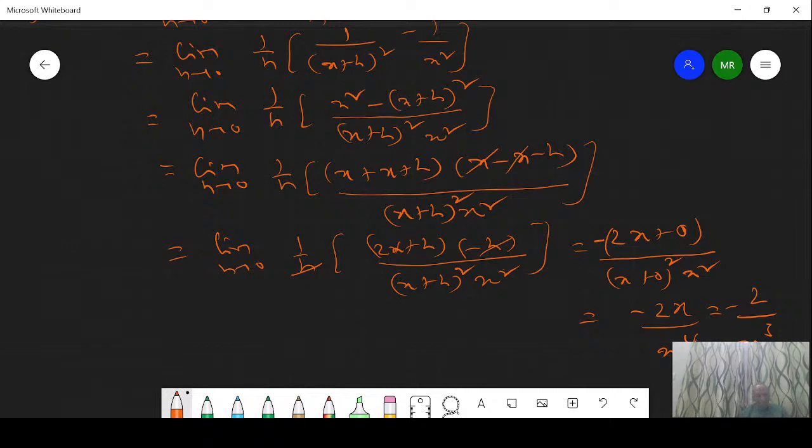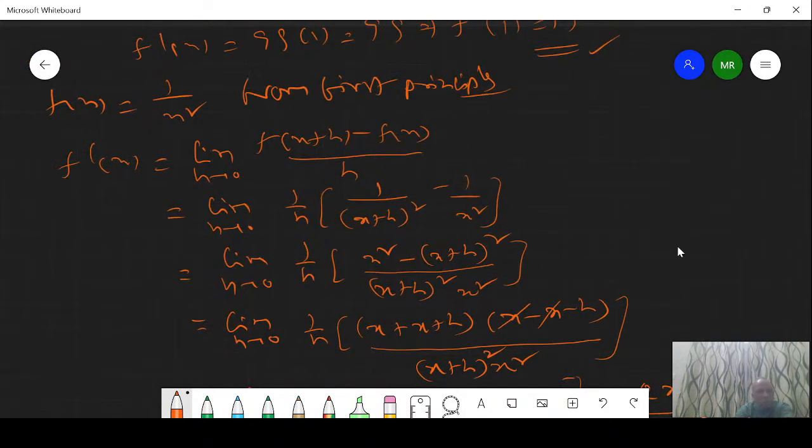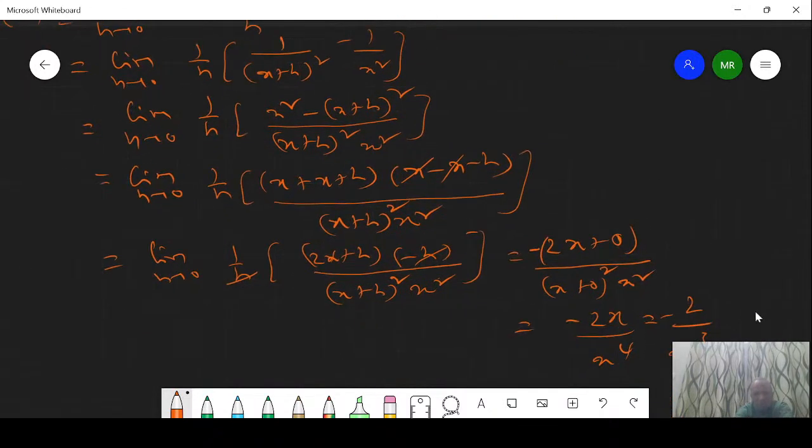Sir, it's lengthy to do by first principle. Yes, that is true. But this way you should do that. By using first principle, there is no other option. You should do like this only. You just verify this. I have taken the formula, applied f(x+h) minus f(x) by h. Then you substitute the values, simplify. Then finally you substitute the limit. So we got this one.